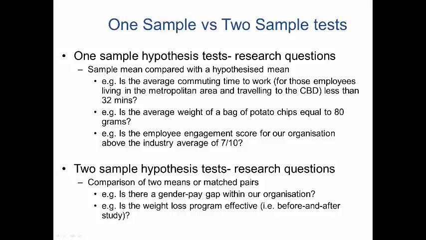In this topic we are looking at independent samples where we are comparing the mean of two groups. These groups must be independent in the sense that an individual belongs to one or other group. Research questions for these tests are more along the lines of, is there a gender pay gap within our organisation? Here we are comparing the average wages for males and females. Similarly, we might compare the average sales for Team A compared to Team B.